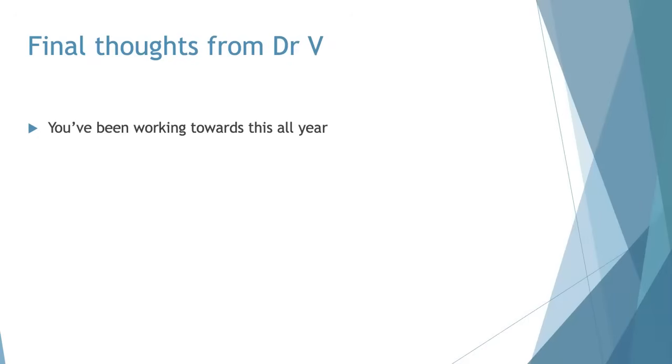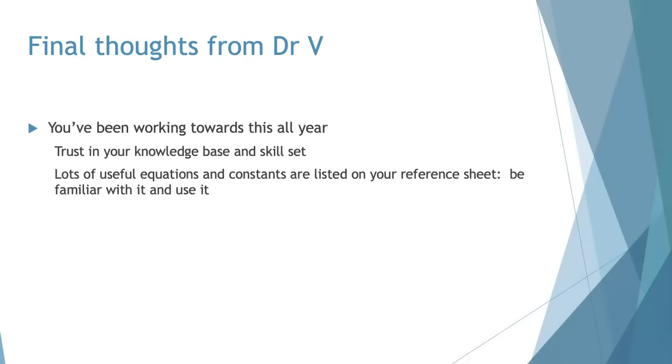Some final thoughts. You've been working towards this exam all year long. You've been working really hard. You've learned a lot. You need to trust in your knowledge base and your skill set that you have the information and skills you need to get through this exam successfully and get a score of 3 or higher. Remember, there are lots of useful equations and constants on your reference sheet. Be familiar with that reference sheet and use it. You will have a paper copy of the reference sheet and the periodic table throughout the entire exam.